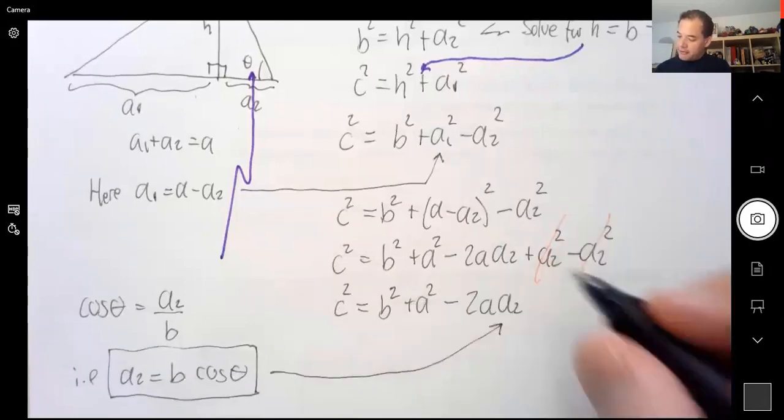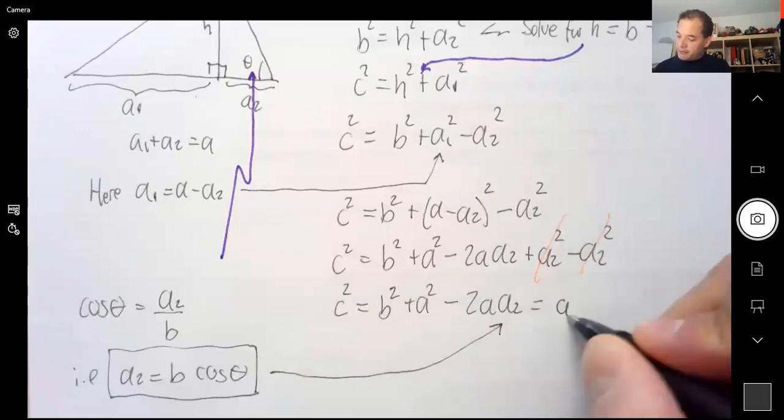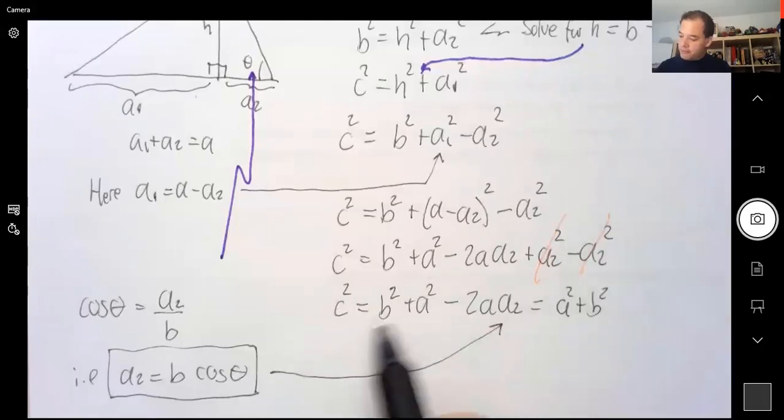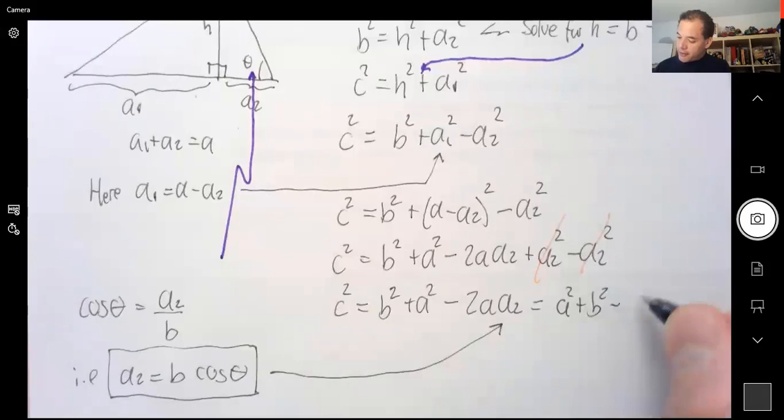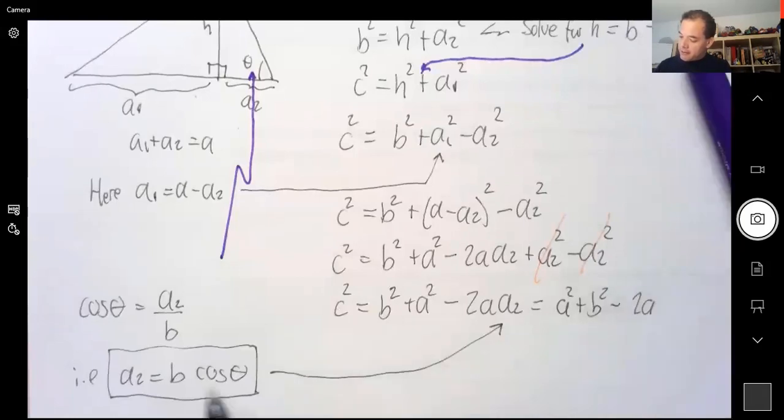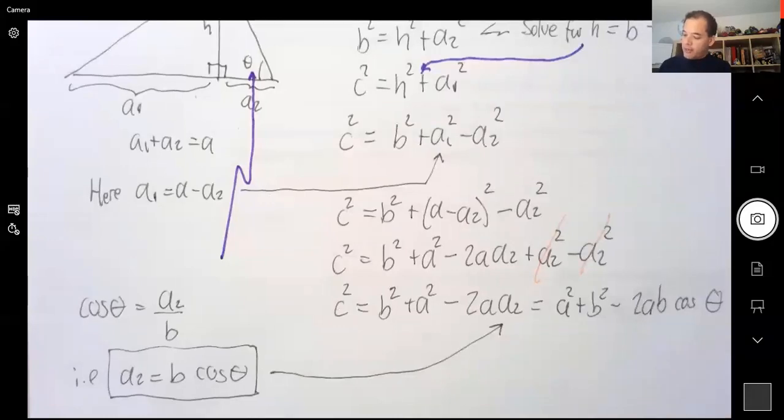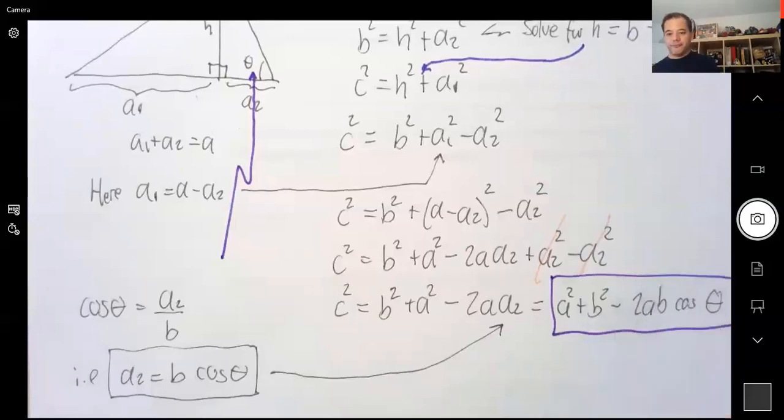I get a squared plus b squared. I just switch the order of these two. Minus 2ab cosine theta. Voila. There you have it. The law of cosines. I just proved it to you. All right? You with me? Okay. So we're going to need that.